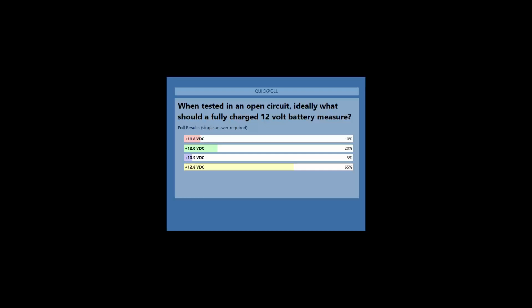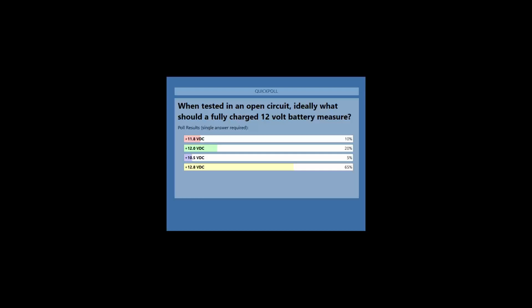So the correct answer, a fully charged 12-volt battery with no charger on it and no load applied to it should measure about 12.8 volts DC. 12.0 is only about 40% charged. 11.8 is well, I shouldn't say way too low. And 10.5 is basically what a battery will be at when it is at what's called end of discharge, when you can no longer get any voltage out of that battery.